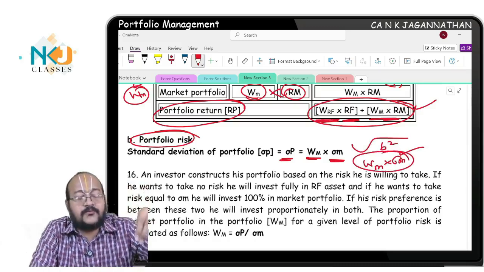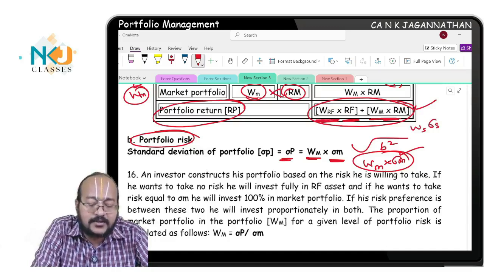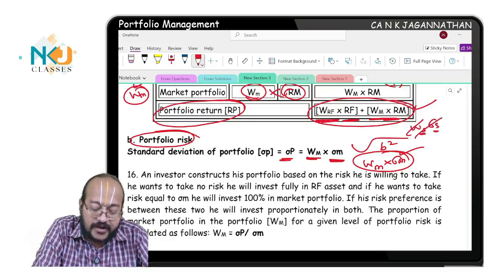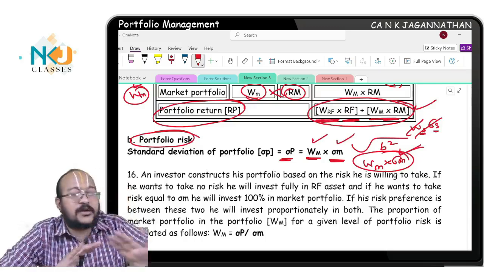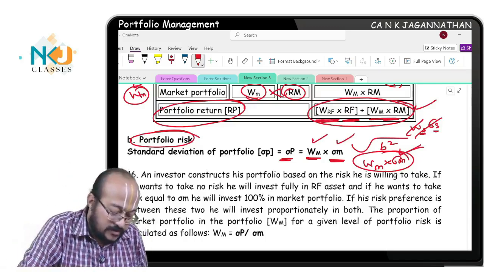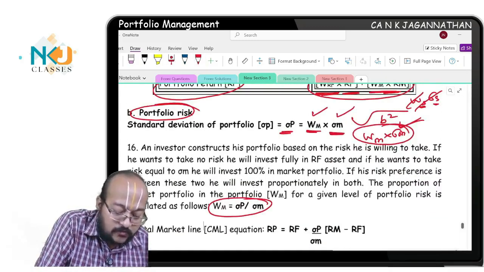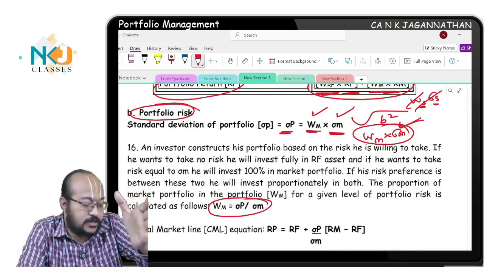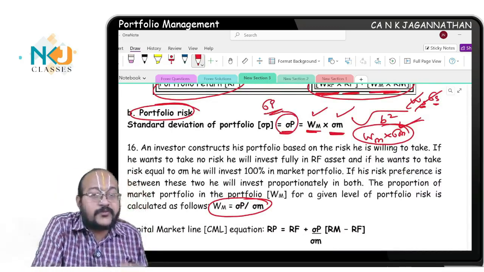Just like in the previous discussion on capital allocation, we discussed WS into sigma S, the weight of security S into sigma of the security. This also vanishes, and the market comes into the picture, so weight of M into sigma M, just a replica of all these things. There's nothing to discuss. Now, again the same way, if you want to construct a portfolio with a pre-assigned risk, where the target risk of the portfolio is given in the question, say 25%.